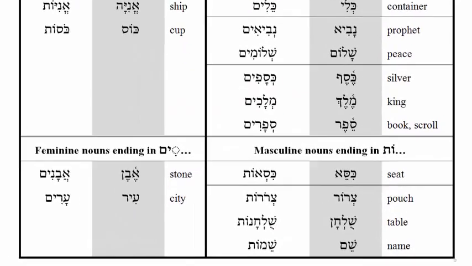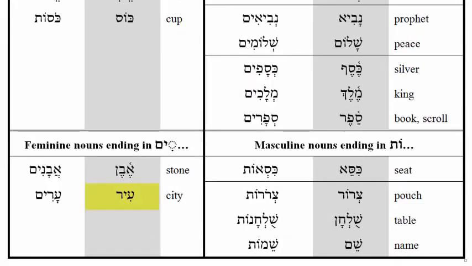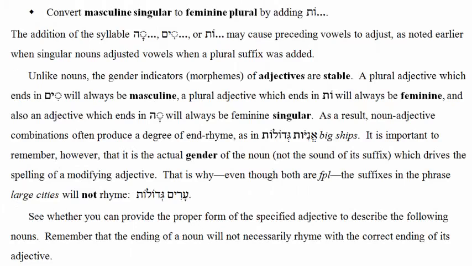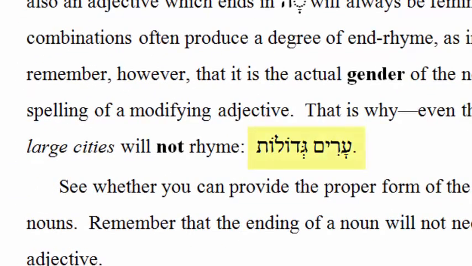That's the situation with the feminine noun "ir" for city. To refer to more than one city, in plural, it's expressed arim. It is, however, still feminine, and so must be accompanied by an adjective which is feminine plural. Arim gedolot is the proper adjective phrase to express large cities. Notice in this situation, the endings will not sound similar, but it is a correct expression because there is gender agreement, feminine plural noun, feminine plural adjective, arim gedolot.